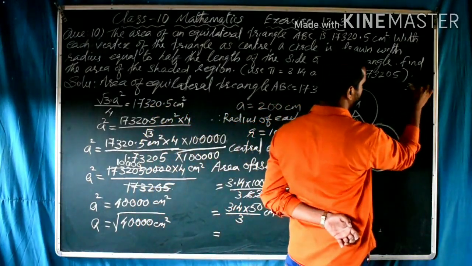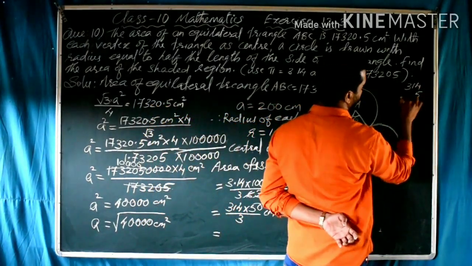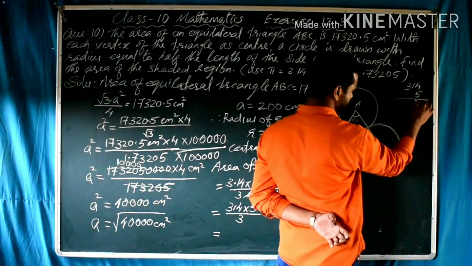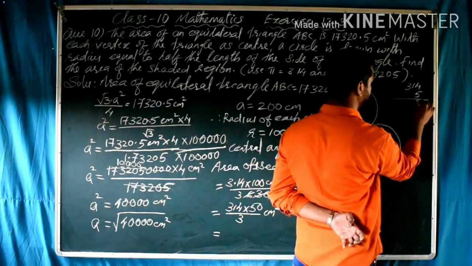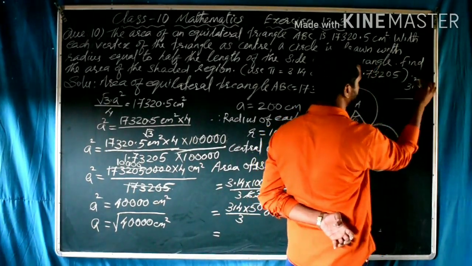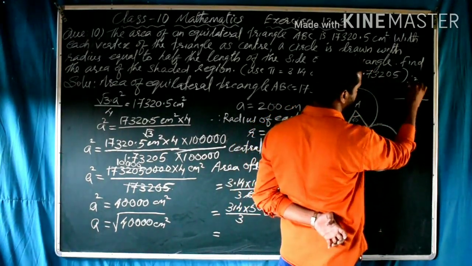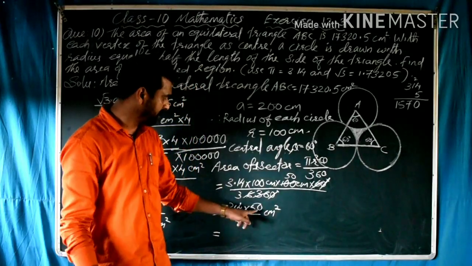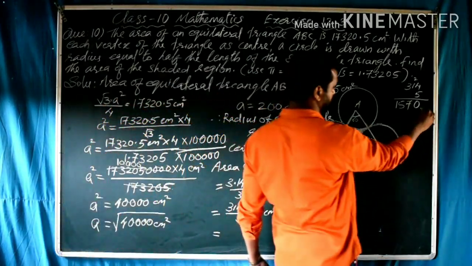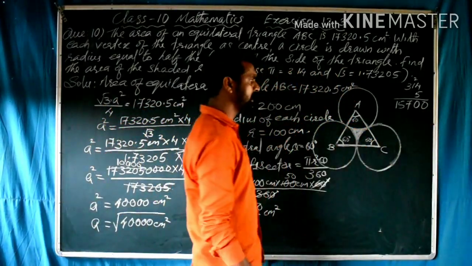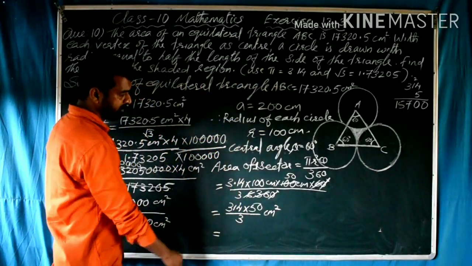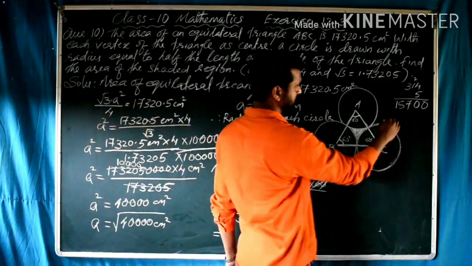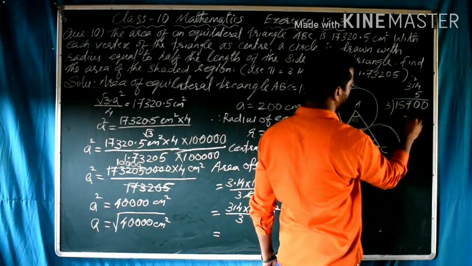314 into 50. 4 5s are 20, remainder 2. 5 1s are 5 plus 2, 7. 5 3s are 15. I have multiplied only 5. We have to multiply it by 50, so a 0 we have to put there, that is 15,700. Divided by 3.